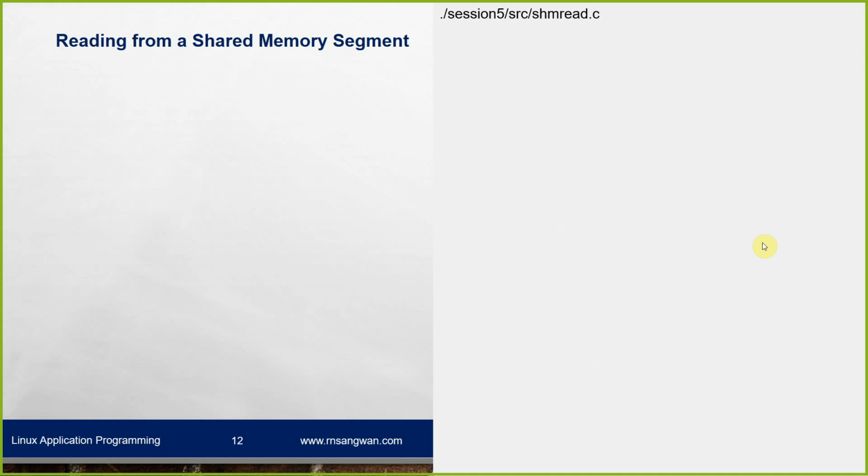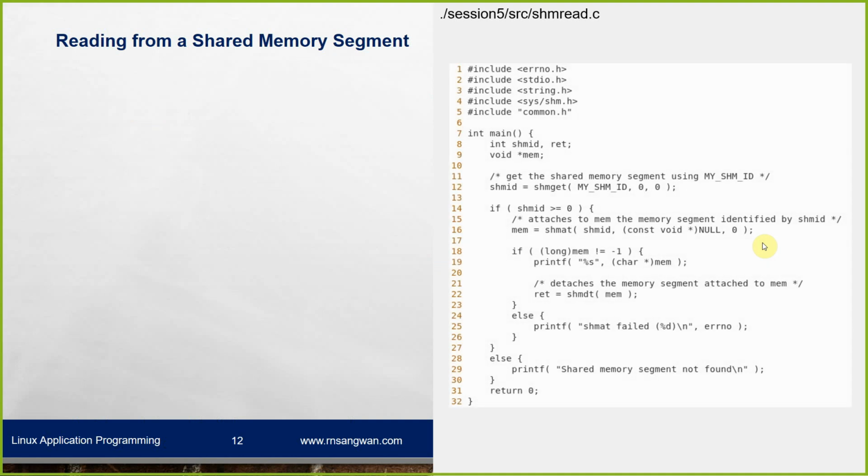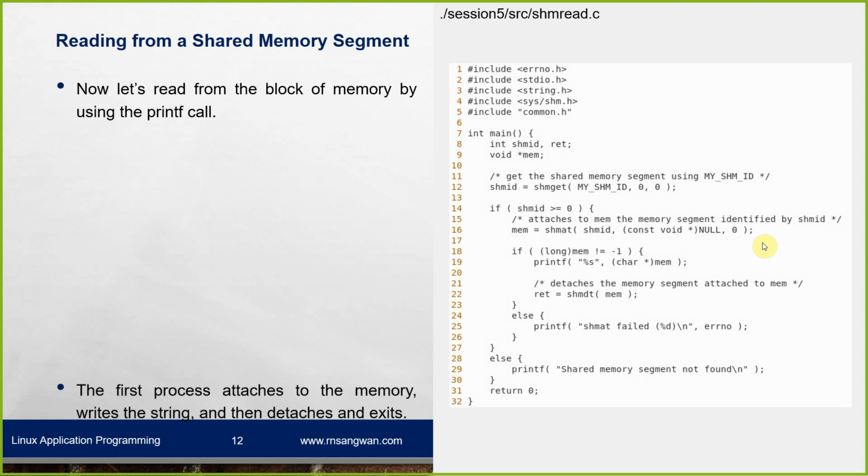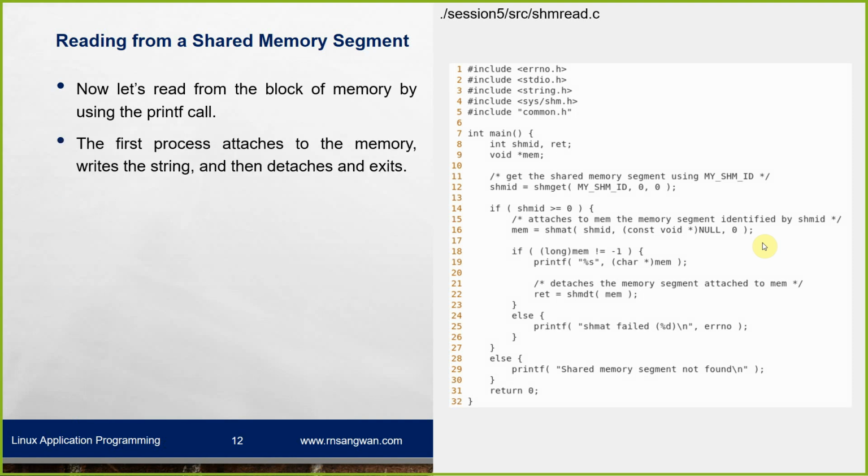Reading from the shared memory, same way we can read also. So we are reading in line number 19 here, printf %s character pointer memory. So we are simply reading it. Of course, before reading, we are doing the rest of the process, getting the ID, then attaching it, and then we are reading from it. So now let's read from the block of memory by using printf call. The first process attaches to memory, writes the string, and then detaches it and exits. The next process attaches and reads from the memory.